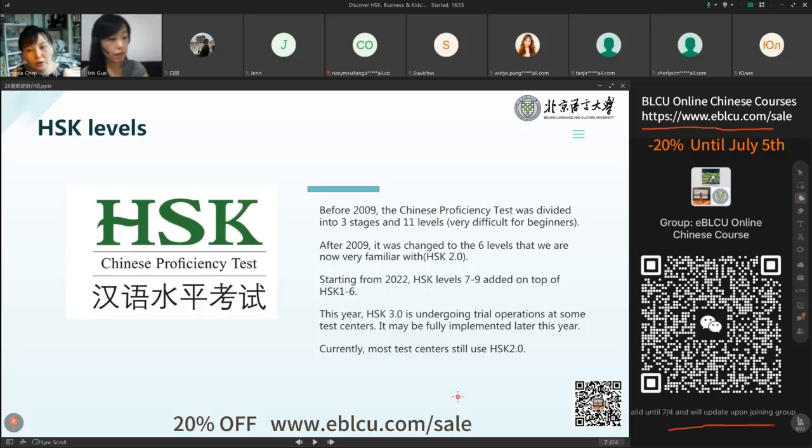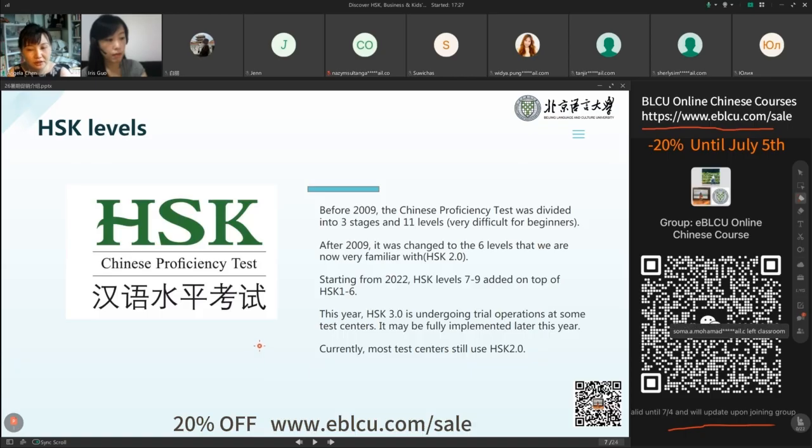So before 2009, the Chinese proficiency test was divided into 3 stages and 11 levels. That is the one originally started from our university, and at that time, it was quite difficult for beginners or elementary learners. But after 2009, it was changed to the 6 levels that we are now very familiar with.